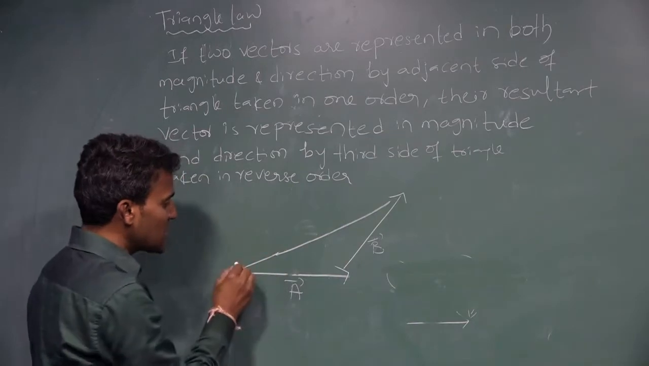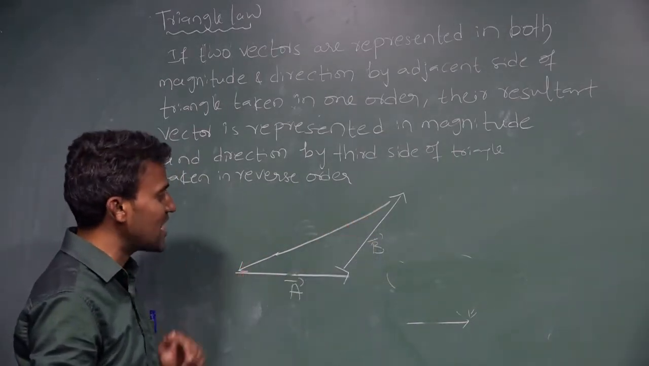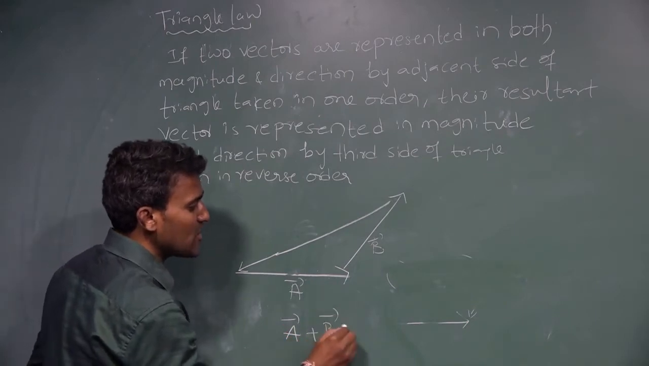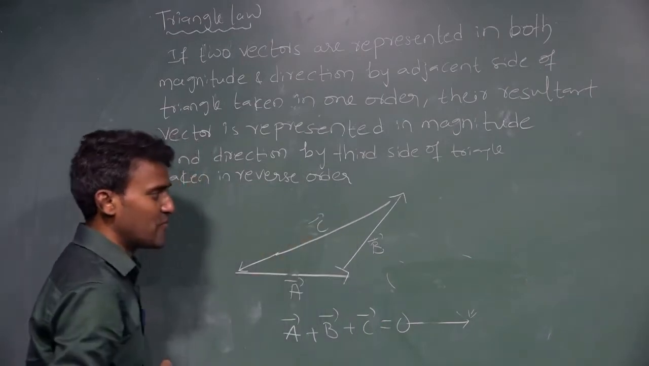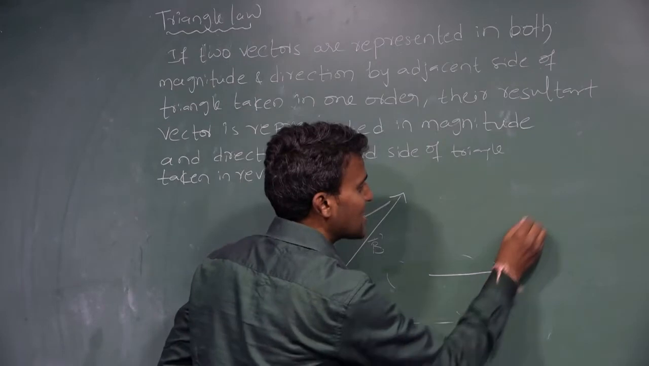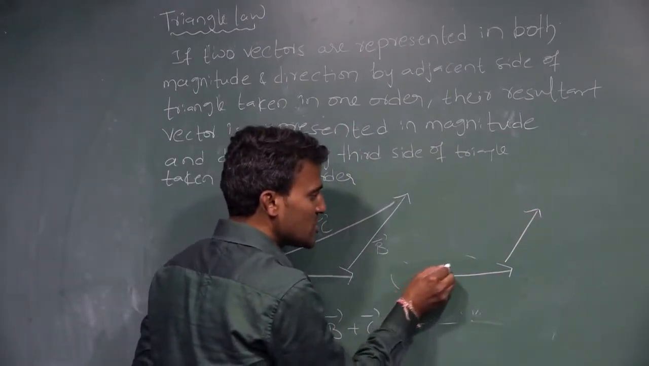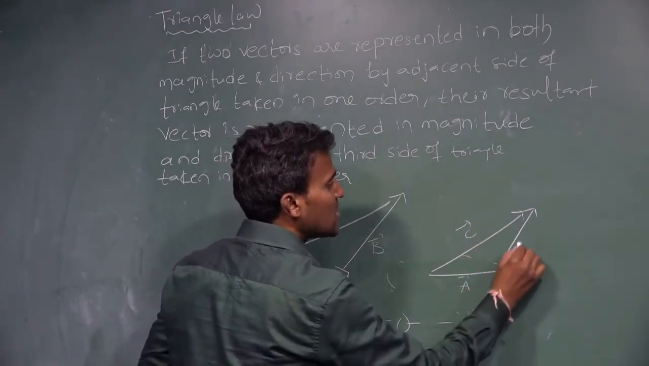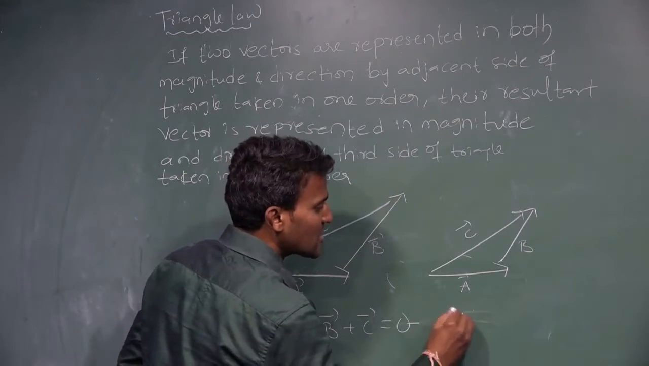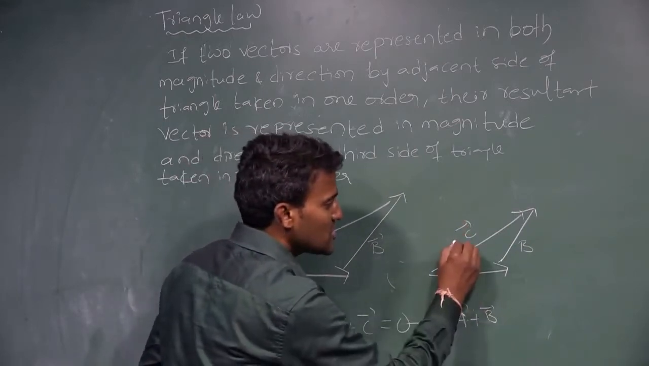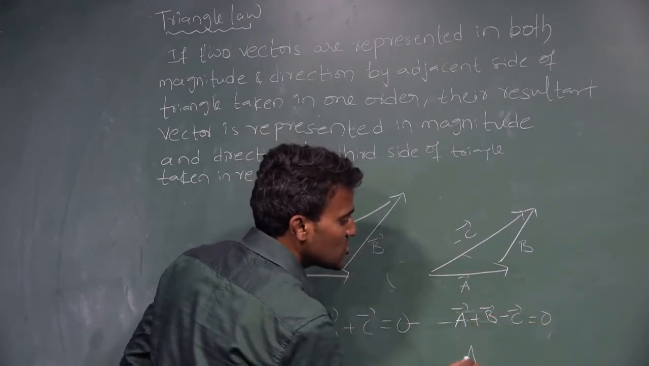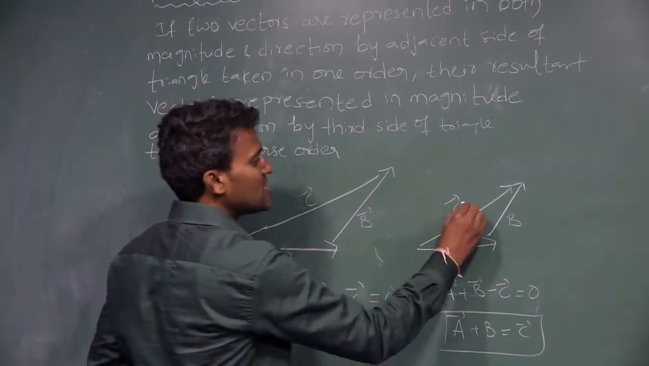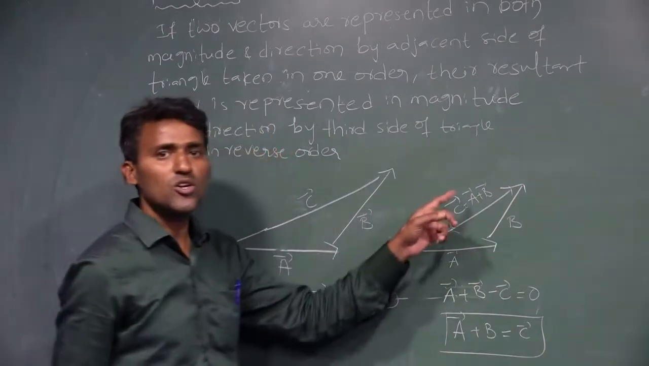See here, if the C vector is like this, the closing side of the triangle is along this direction, meaning all vectors are followed by one another. At that moment you can write A vector plus B vector plus C vector is equal to 0. If you draw the diagram like this, and the closing side of the triangle is taken in reverse order, then A vector plus B vector, in reverse direction, is minus C bar, that is equal to 0. So A vector plus B vector is equal to C vector. C is equal to A vector plus B vector.